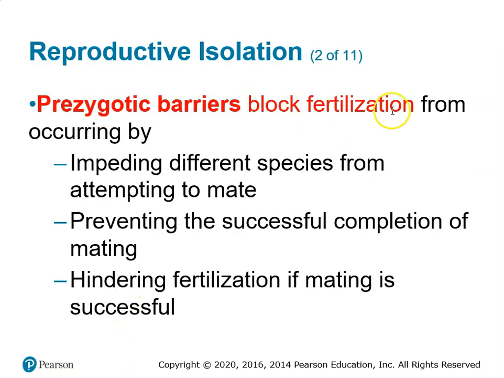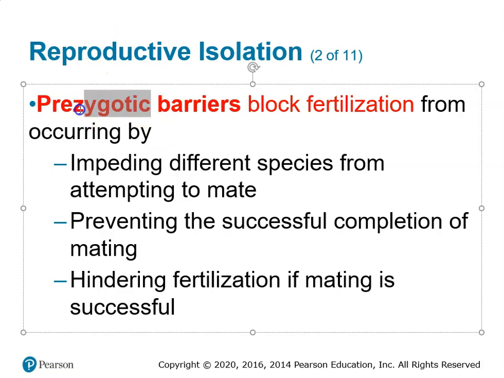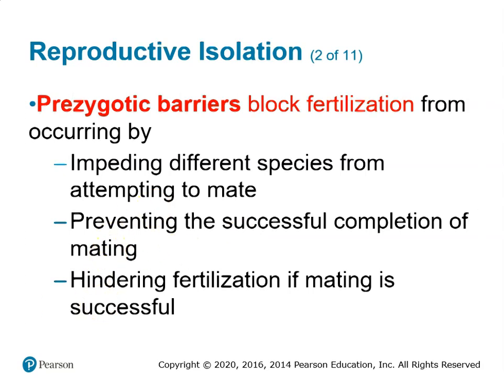So prezygotic barriers block fertilization. This is before, again, a zygote is a fertilized egg, so before sperm and egg come together. So you can see impeding differences preventing the successful completion of mating, hindering fertilization. All of that happens, okay?